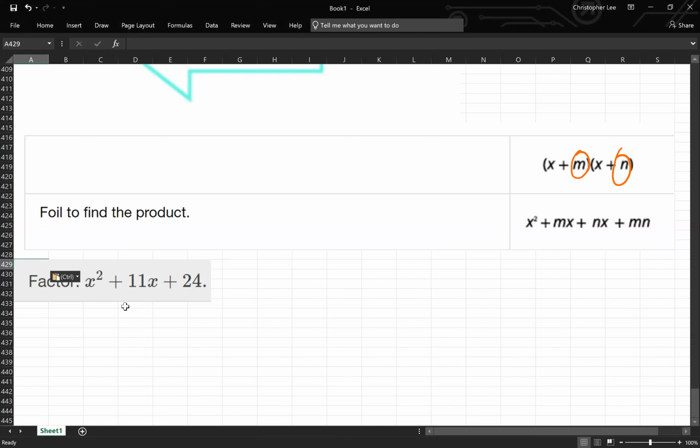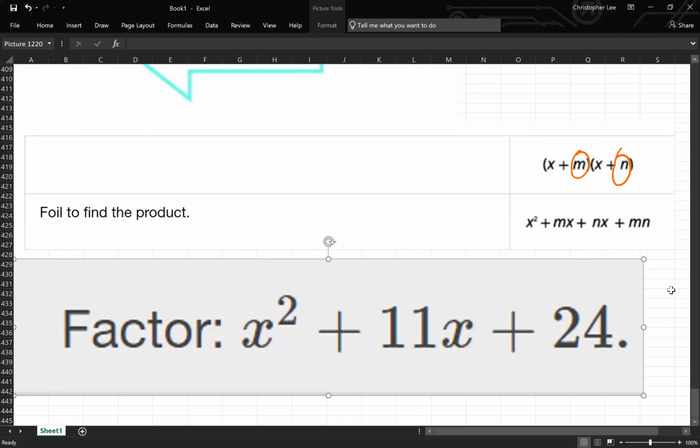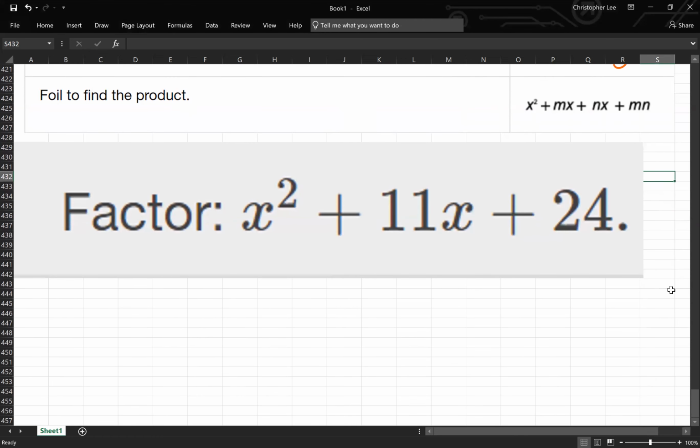All right, so check this out. I want to factor this. I have x squared plus 11x plus 24. My goal here is I want 2 numbers that when I multiply them together will give me a 24, but when I add them together will give me an 11. What do you guys think?